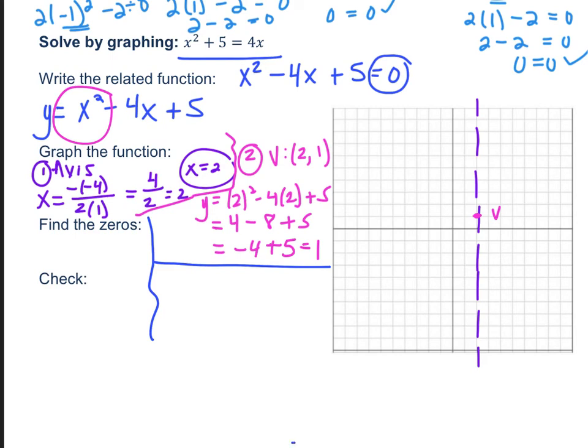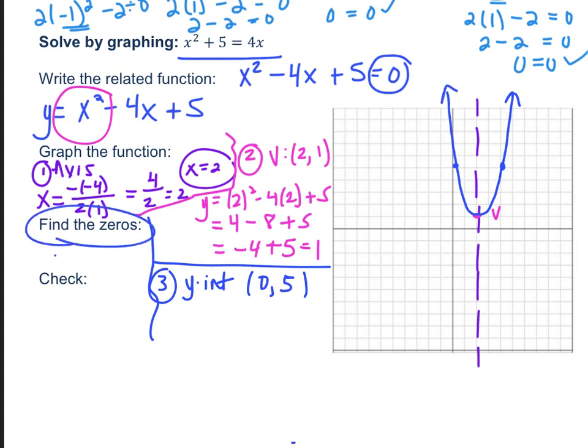The next thing we need is our y-intercept. So the y-intercept is a 0 for the x, plug in a 0 for all the x's. It's also the c value, which is a 5. So I'm just going to take that shortcut. Plot 0, 5 right here. That is our reflection point on the other side. And we can draw in our parabola.